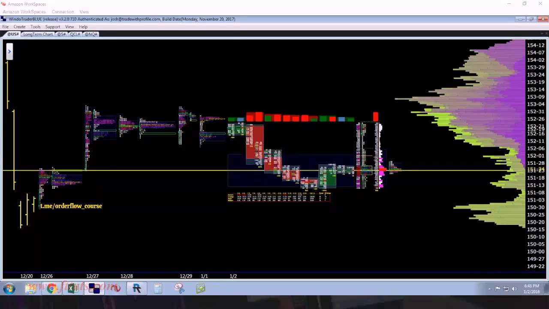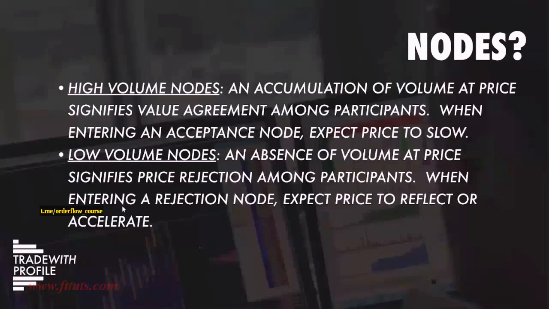Now, we also talk about low volume nodes, which is an absence of volume. These are places where price moves swiftly and there's not a lot of participants at those prices. And so when we come back into those, we see different types of behavior as well.